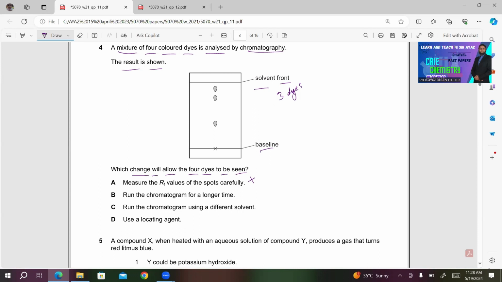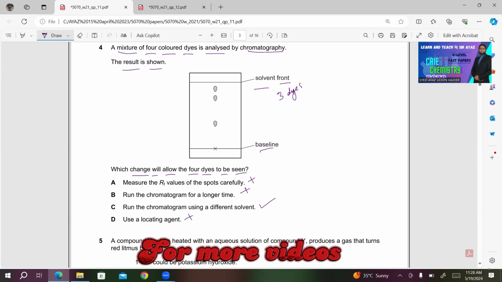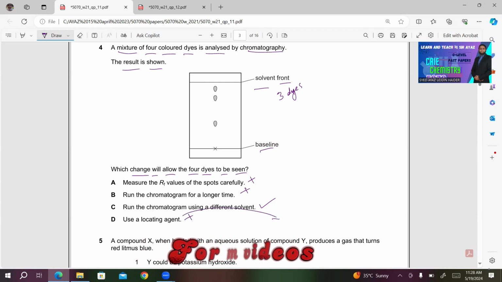B, run the chromatogram for a longer time. This will also not help. C, run the chromatogram using a different solvent. This must be the right answer as it looks to me, because once you change the solvent, there is a possibility that the 4th dye will also appear in that solvent. D, use a locating agent. A locating agent is not required. A locating agent is used for colorless substances like amino acids.